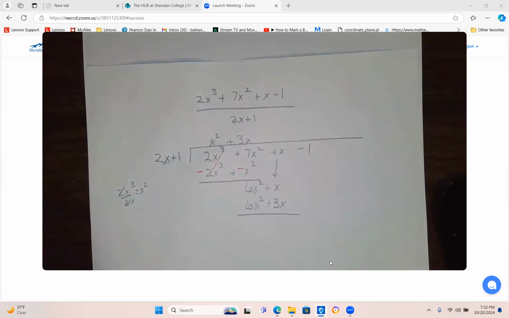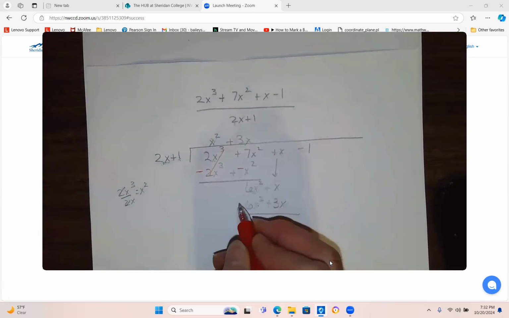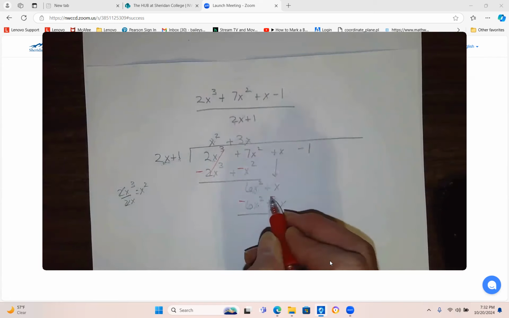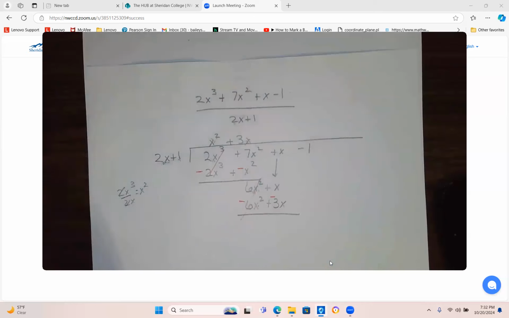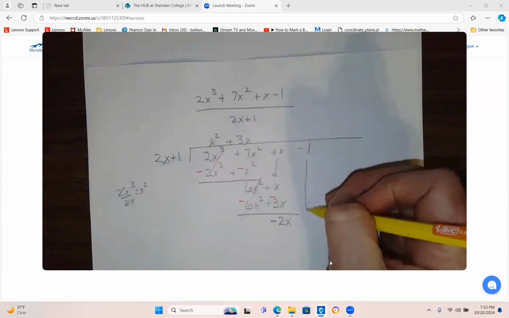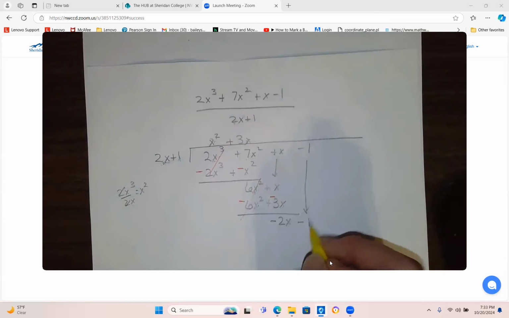Okay. So you determine what you're going to multiply by to match it, and then you go ahead and multiply both of those by what you decided. Change the signs and add them together. That should drop out. 1x and a negative 3x is a negative 2x. Then you bring down the next term. And you do it again.